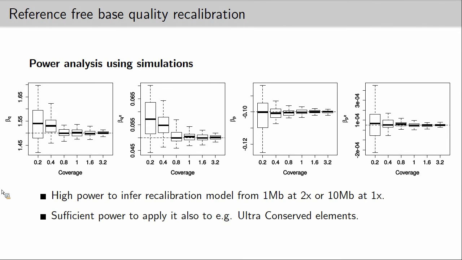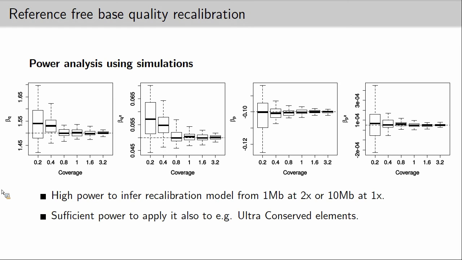So we then run our toolbox to actually estimate these coefficients from simulated data, again within a 1 megabase window for different sequencing depths. It seems we need a little bit more data than for CETA, but if you have something like 2x coverage in a 1 megabase window, it seems to be possible to estimate these coefficients quite nicely.